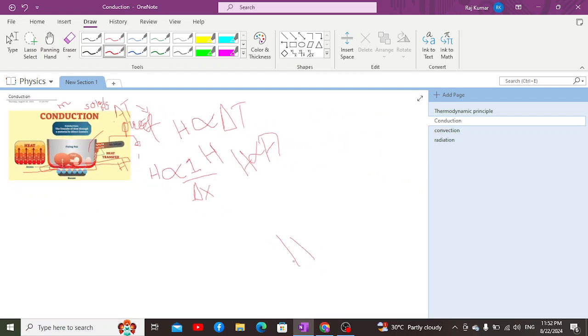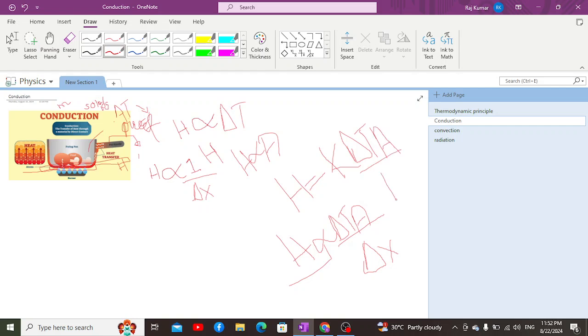Now when we combine all of these three relations, what we get is H is directly proportional to delta T A upon delta x. Within this formula, when we remove the proportionality sign, we get a proportionality constant known as k. Now k over here is what we call a proportionality constant, and in terms of its significance, it is the thermal conductivity constant.